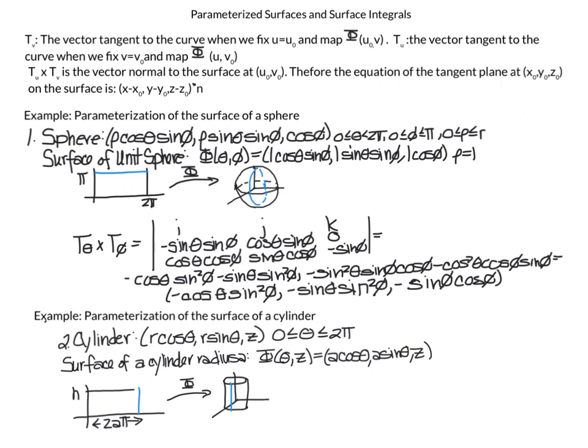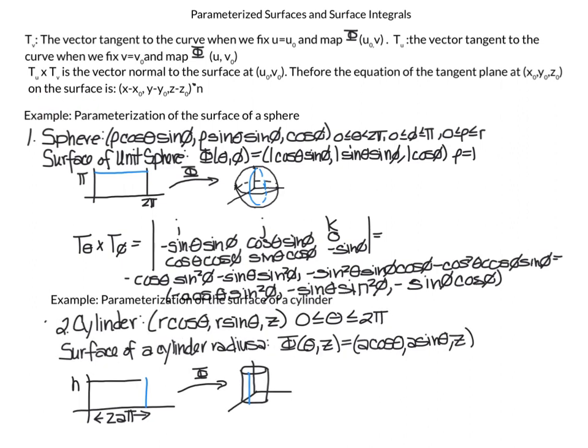Our next example will be to parameterize the surface of a sphere. We'll back up a little bit and review how to parameterize an entire sphere, including the interior and the surface. So if our sphere is of radius r, then the x-coordinate will be rho cosine theta sine phi, the y-coordinate is rho sine theta sine phi, and the z-coordinate is rho cosine phi, where theta goes between 0 and 2 pi, phi goes between 0 and pi, and rho goes between 0 and r, r being the radius.